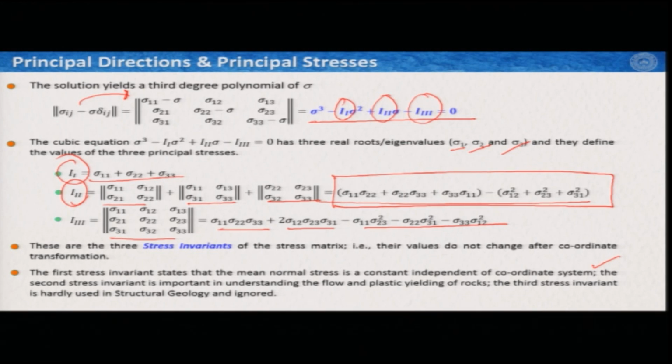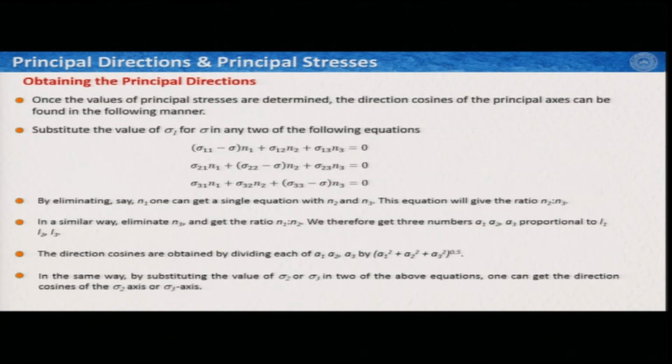The third stress invariant is hardly used in structural geology and is mostly ignored. At least I did not see any application of this third stress invariant. So, this is how we derive the principal stresses, and for the principal directions I have given some instructions on how to derive them, but otherwise it is very easy because you have now solved your equations. You have some number of unknowns, and you also have this relation: n1 square plus n2 square plus n3 square equal to 1.